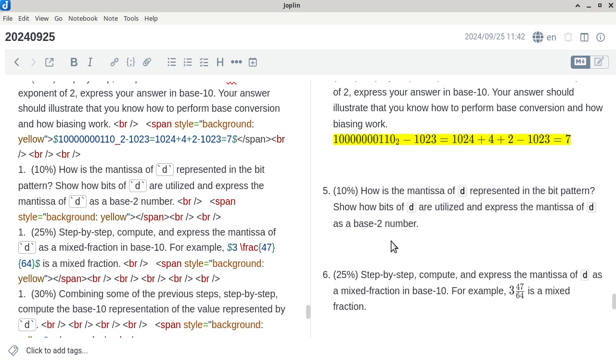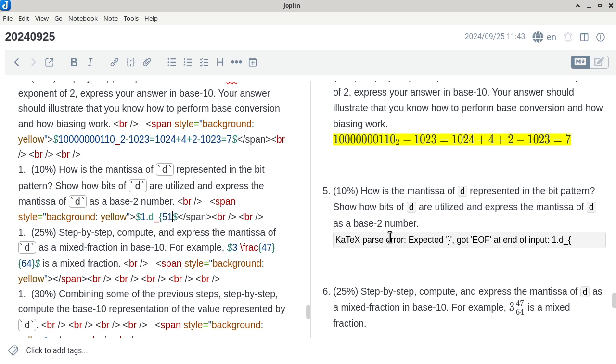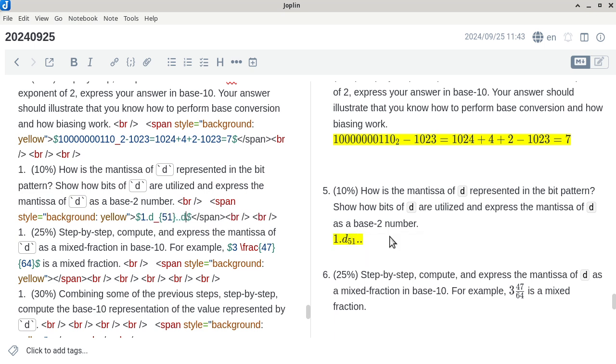So the mantissa is going to be 1 point, okay? And then we just have a whole bunch of bits. So 1 point. The digit immediately to the right-hand side of the point is D of 51, and then we go all the way down to D of 0. That's basically the mantissa itself. Show how bits are used, and so on. I think this answers both of the questions.